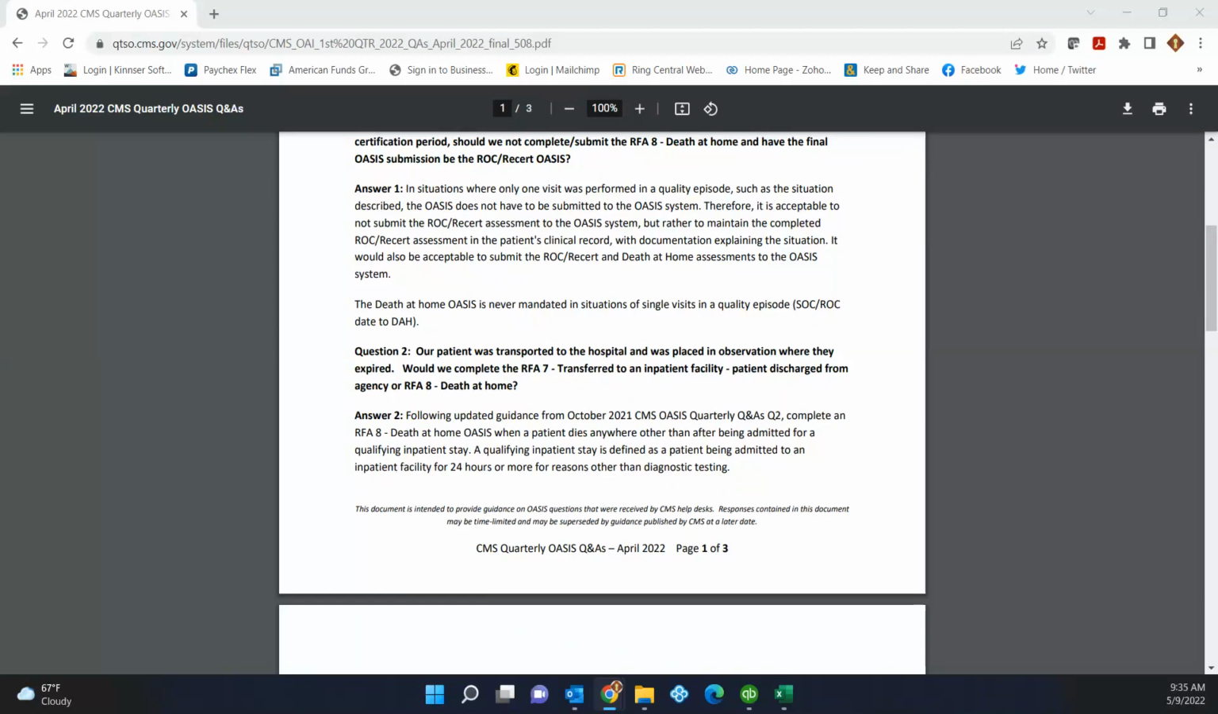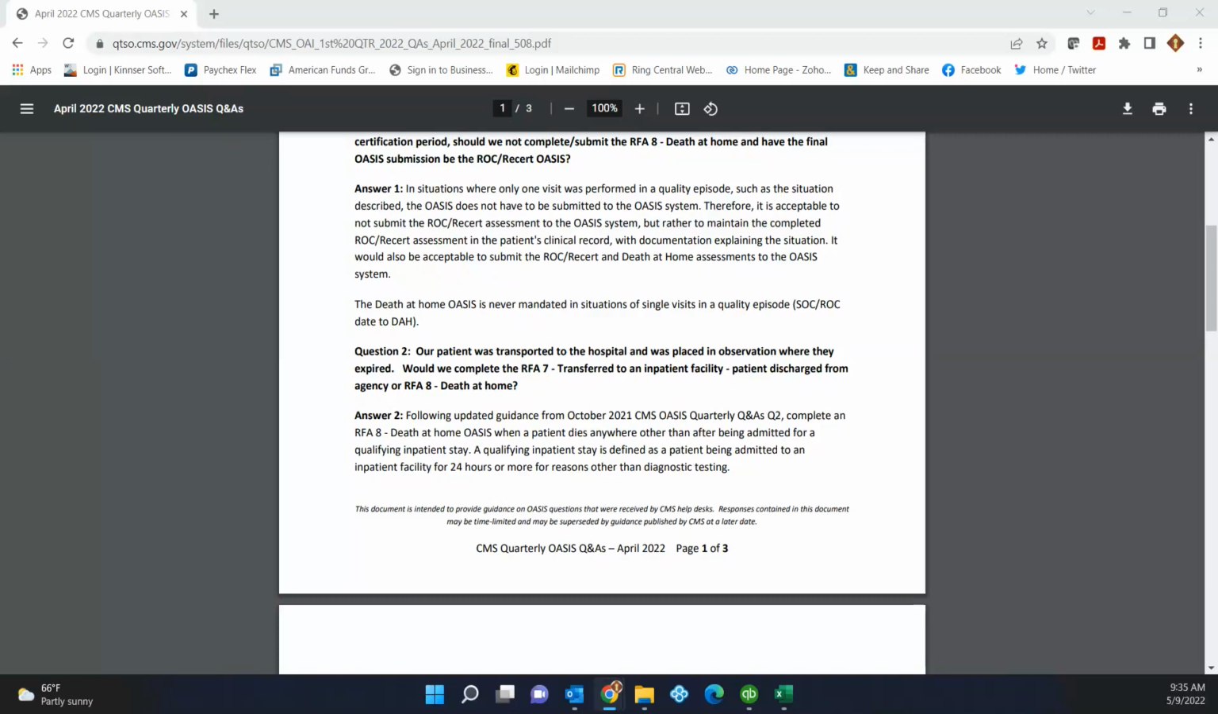but talks about the timing issue. So they kicked it up a notch with these April questions about an individual who went to the hospital but was kept in observation status and passed away. The directions there were clear that that is considered a death at home time point.